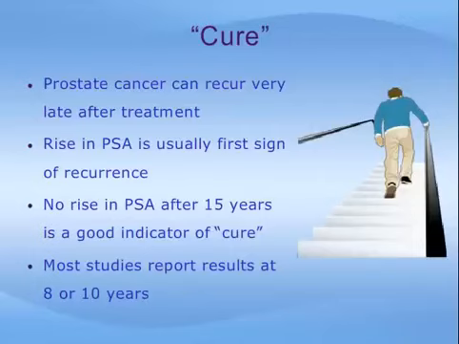Cure is usually not defined until 5 to 10 years have passed and the PSA stays at its lowest stable level called the nadir. Cure can be more certain as more time elapses after the treatment and can be quite certain at 15 years. Most studies with modern techniques of external beam radiation report results after 8 to 10 years, but some now have reports greater than 10 years.